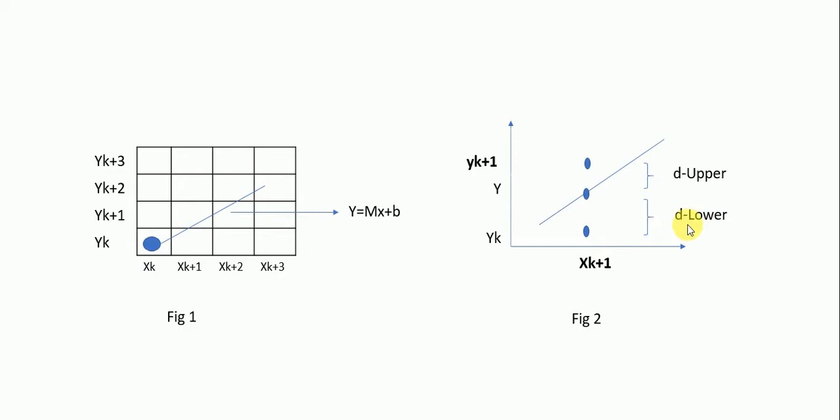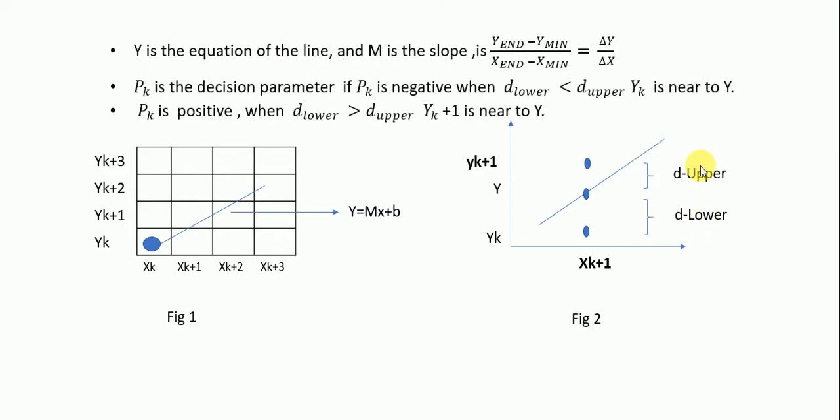That is one point. And next, d lower is the distance between yk and y. D upper is the distance between y and yk+1. So we have understood what d lower and d upper are. Here, y is the equation of a line and m is the slope of it, and m is defined as y end minus y minimum divided by x end minus x minimum, that is delta y by delta x.